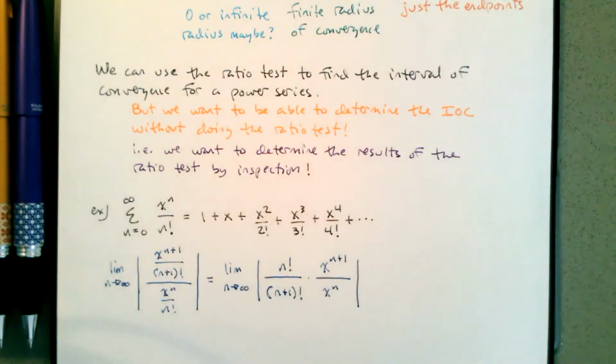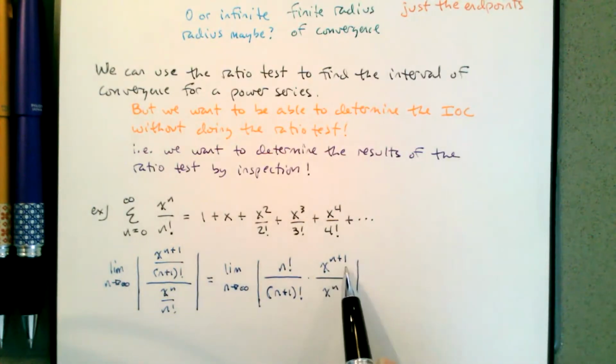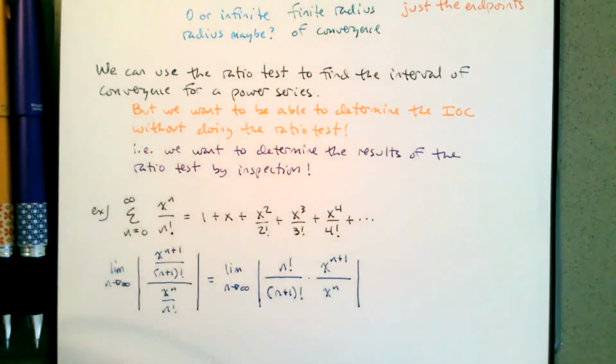And now we just want to simplify things. x to the n plus 1 over x to the n. This is like x to the 10th over x to the 9th. That leaves an x to the first. Or x to the 100th over x to the 99th, which leaves an x to the first. In either case, when we simplify x to the n plus 1 over x to the n, there's no more n involved. So this can be pulled out of our limit.